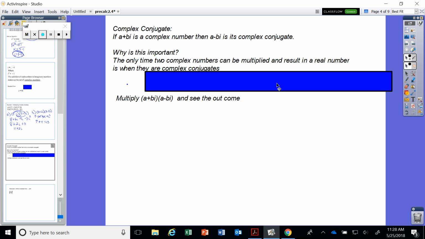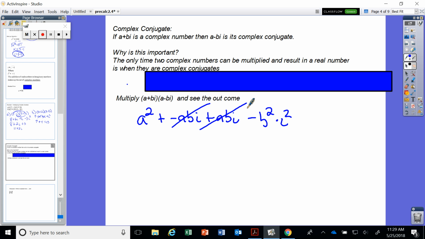Think about a plus bi times a minus bi. These are complex conjugates according to the definition. So let's multiply them together. We get a squared plus a times negative bi, which is a negative abi, and then bi times a, which is a positive abi, and then a negative b times b is negative b squared times i squared.